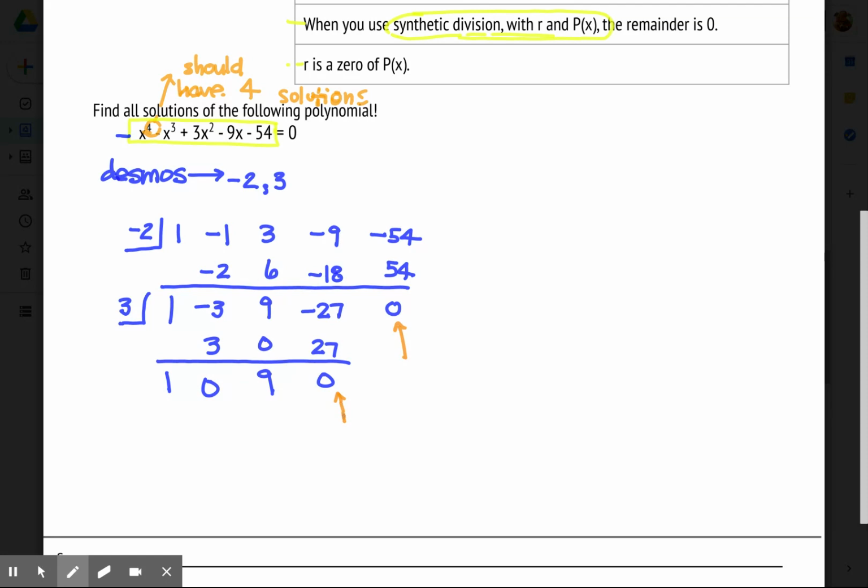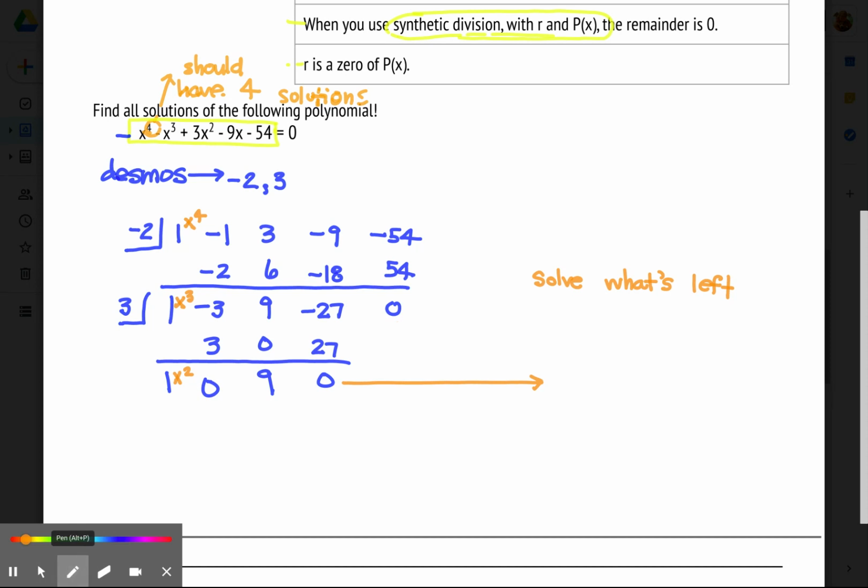And now this is where this kind of takes us to the next level. We're going to solve what is left. Okay? Here's how we're going to do it. The original polynomial was x to the 4th. After one solution was divided out, the new exponent was x to the 3rd, there were 3 solutions. After we found that one, now we're at x squared. And so this bottom row, we are going to solve x squared plus 0x plus 9 equals 0. Right? Equals 0 because that's what we started with at the beginning.